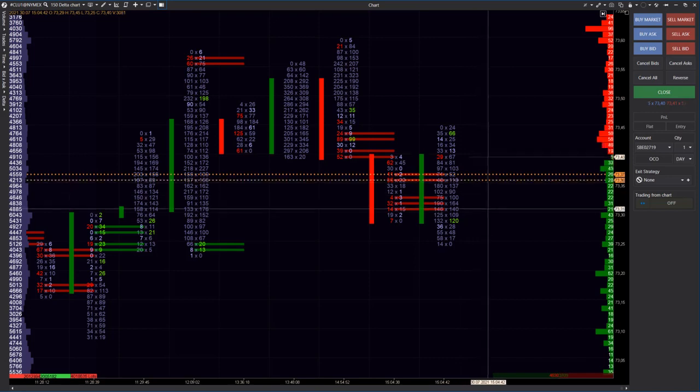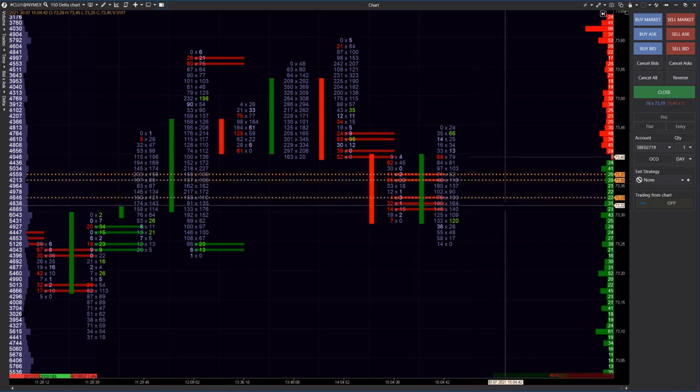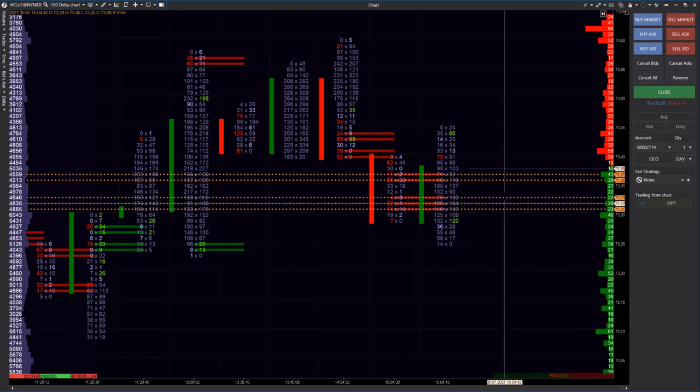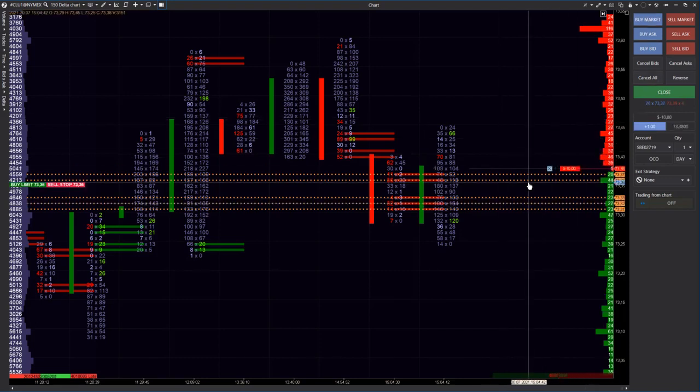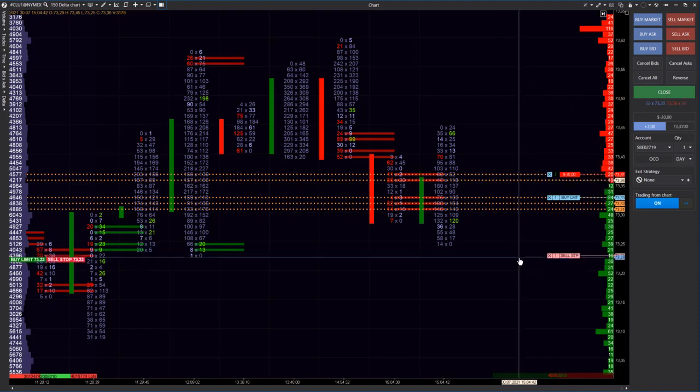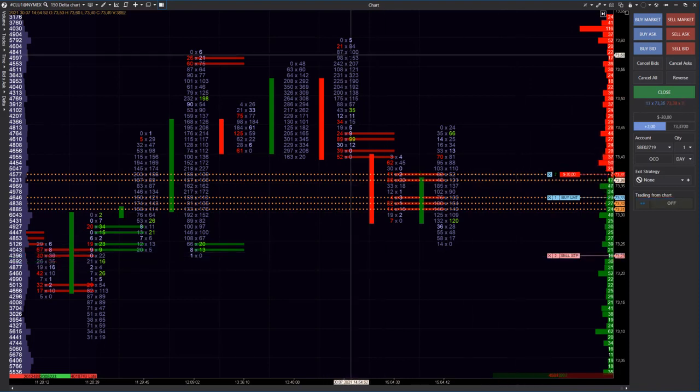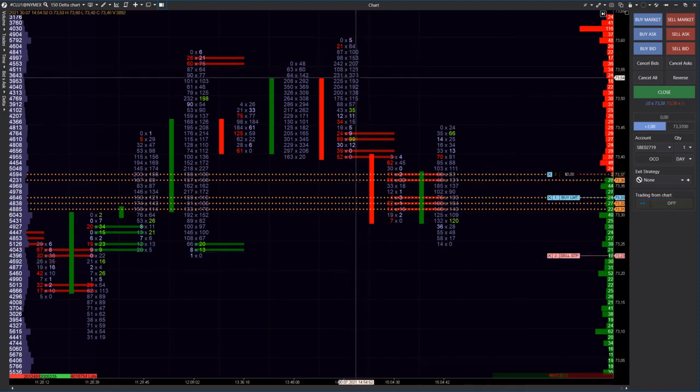I marked disbalance levels, and now I have sellers in this area who got stuck. It means that I want to buy at these levels. I mark them with horizontal lines for a better view. I place buy limit orders and a stop loss below the area with the sellers who got stuck.